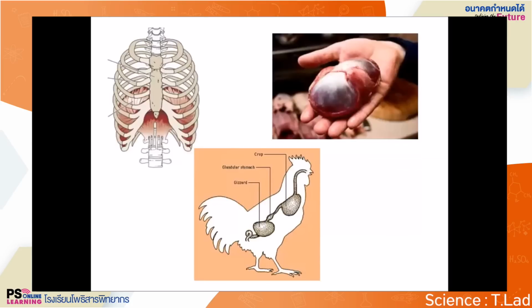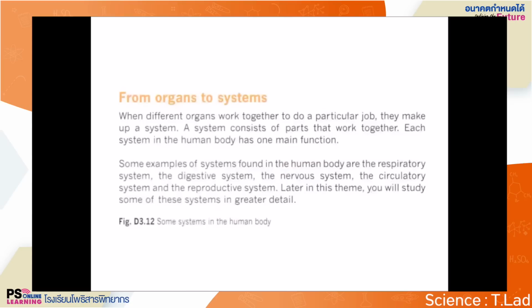Here's your rib cage. So inside your rib cage is another muscle called the diaphragm. So the diaphragm is a muscle. We will learn more about these organs on Thursday. So for animals, they also have different organs. Birds are the only animals which have a gizzard. So the gizzard is used to digest hard food.